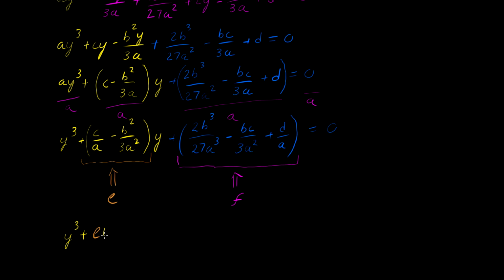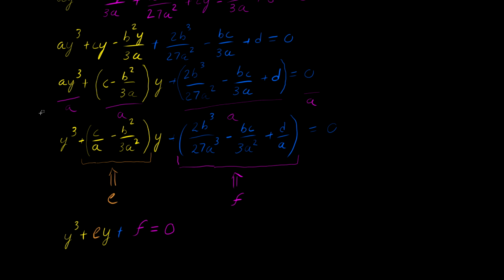Remember, we let all that equal e plus f. Remember, this e and this f, they're just constants. They're just values in terms of a, b, c, and d. So y cubed plus ey plus f is equal to 0. That's what it simplifies down to. So this is the result we get once we simplify everything.